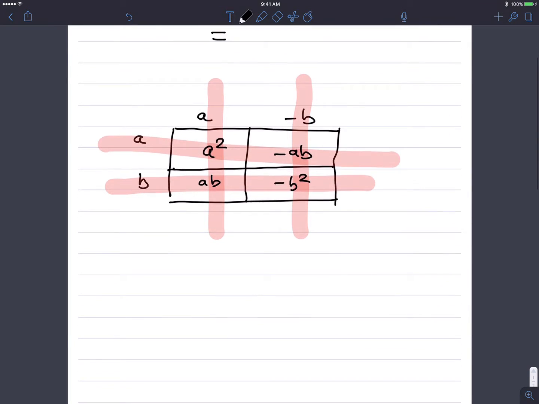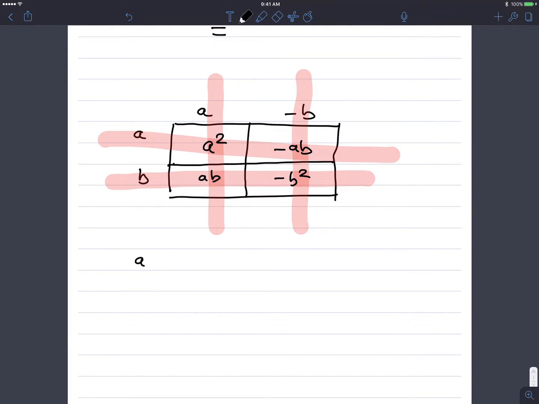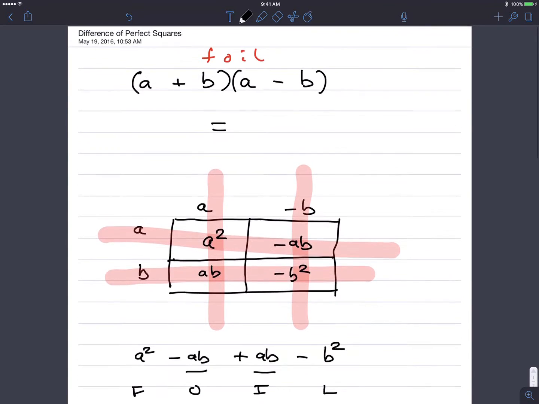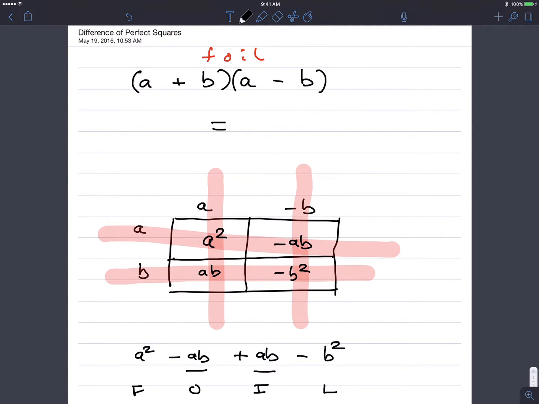So what happens with this now is we'll say a squared minus ab plus ab minus b squared. You guys know what happens right here with these terms? They cancel, right? Remember, this is FOIL. First, outer, inner, and last. They cancel. The outer and inner terms cancel. We end up with a squared minus b squared. So let's put this right up here. This is a squared minus b squared.